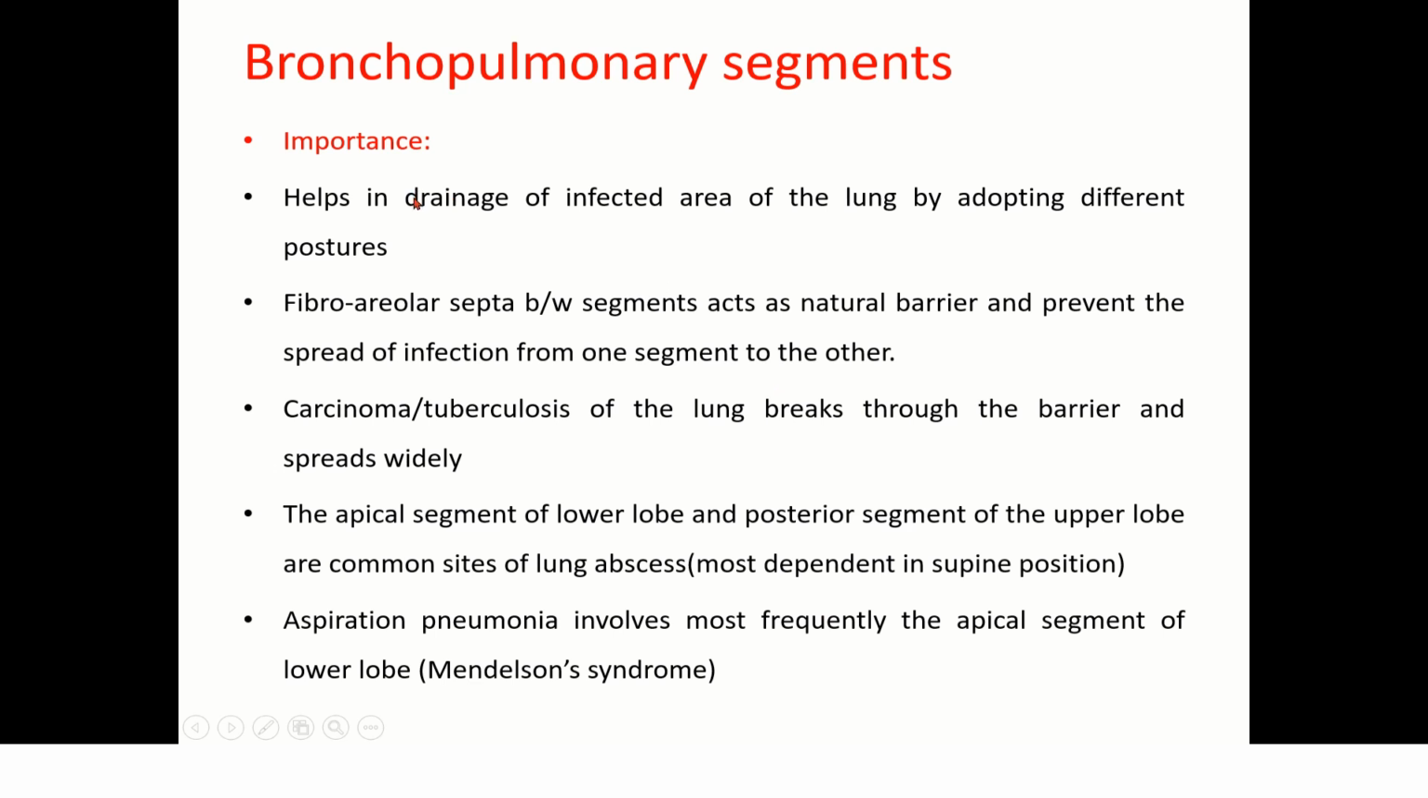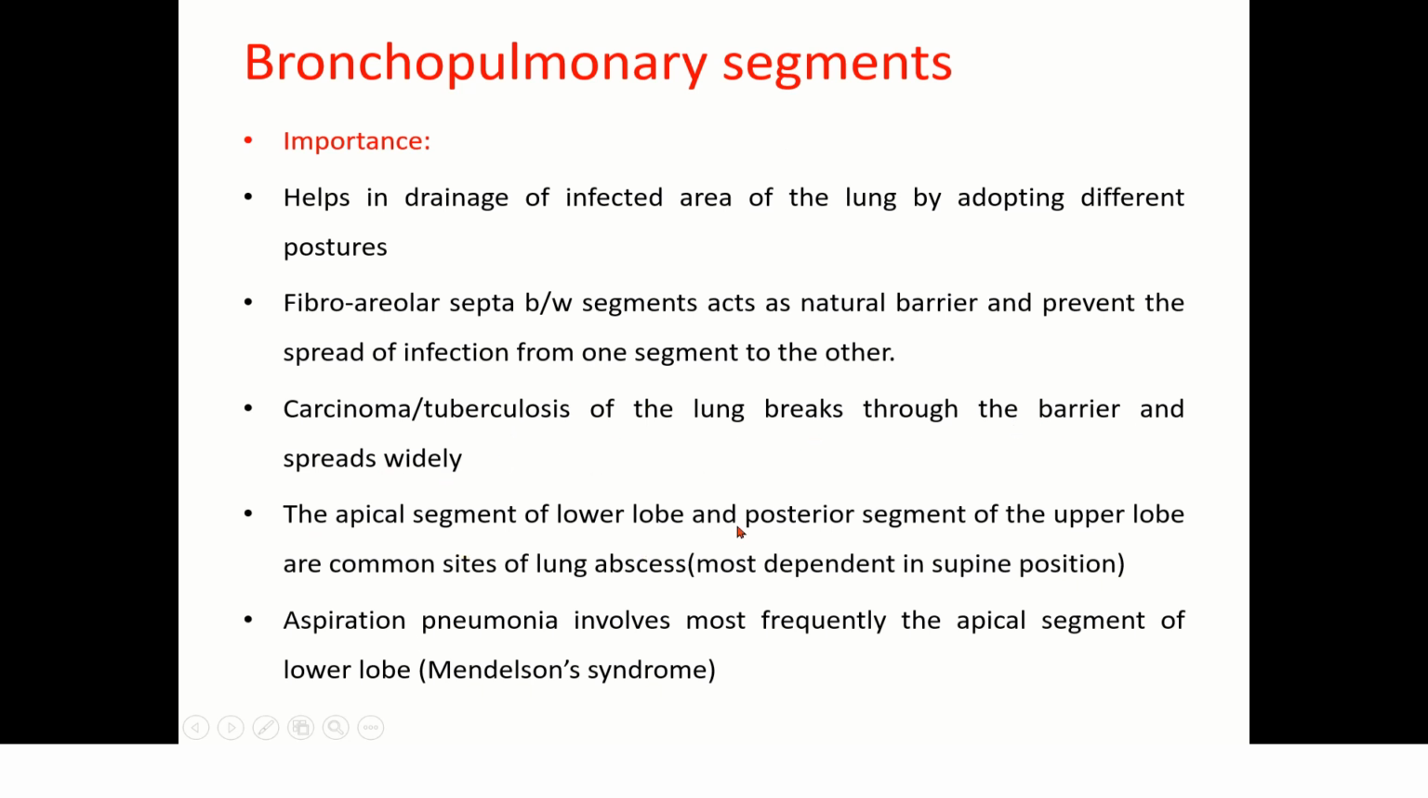The importance of the bronchopulmonary segment: it helps in drainage of an infected area of the lung by adopting different postures. So the anatomy of these bronchopulmonary segments will help the physician to change the position of the patient so that there will be natural drainage of the abscess from the infected lobe of the lung. Then fibroareolar septa between segments act as a natural barrier and prevent the spread of infection from one segment to another. But carcinoma and tuberculosis of the lung break through this barrier and spread widely.